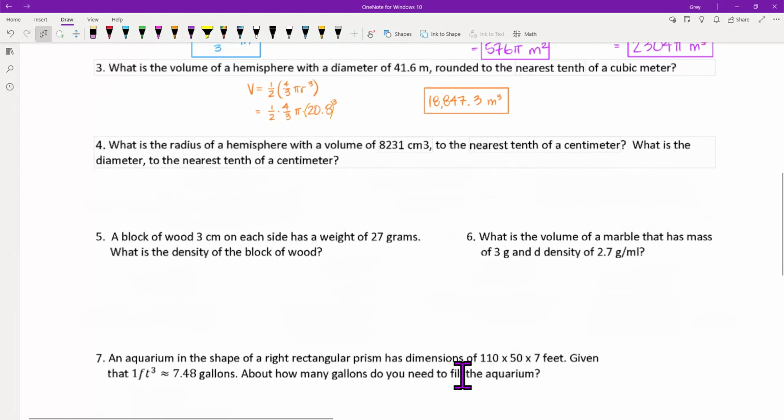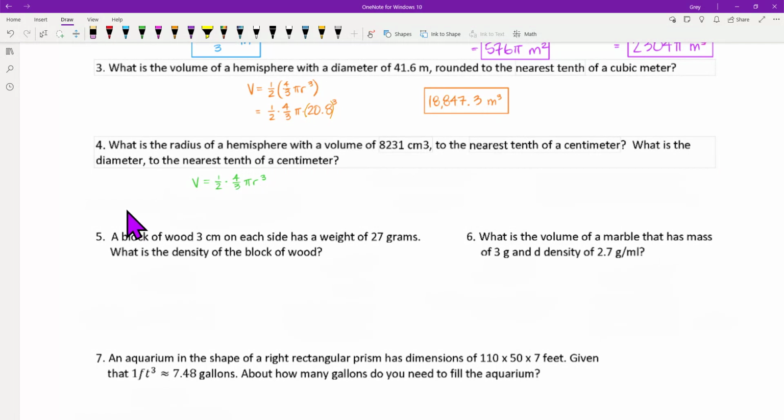What is the radius of a hemisphere with a volume of 8,231 cubic centimeters? That's supposed to be a little cubic centimeter. To the nearest tenth of a centimeter, what is the diameter to the nearest tenth of a centimeter? So they asked for the radius, and they gave the volume. Same formula we just used. Volume is 1/2 of the volume of a sphere. There's the volume of the sphere, so the hemisphere is just half of that.